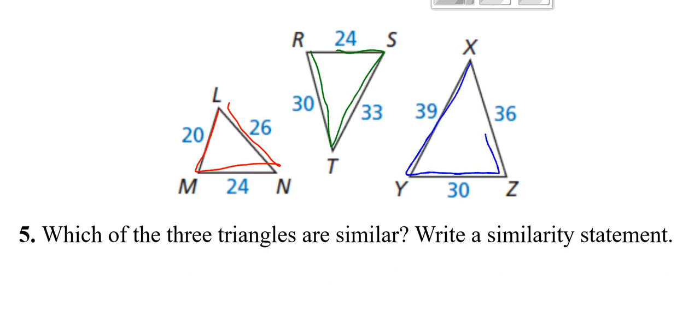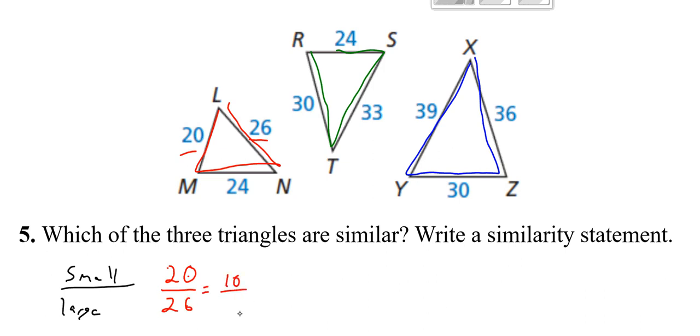So what I'm going to do is pick two sides of the triangles and set up proportions. I'm just going to say small side over large side. If they are similar, they have to have this ratio being the same. So for my red triangle, my smallest side is 20 and my largest side is 26. They're both divisible by 2, so I get 10 over 13.